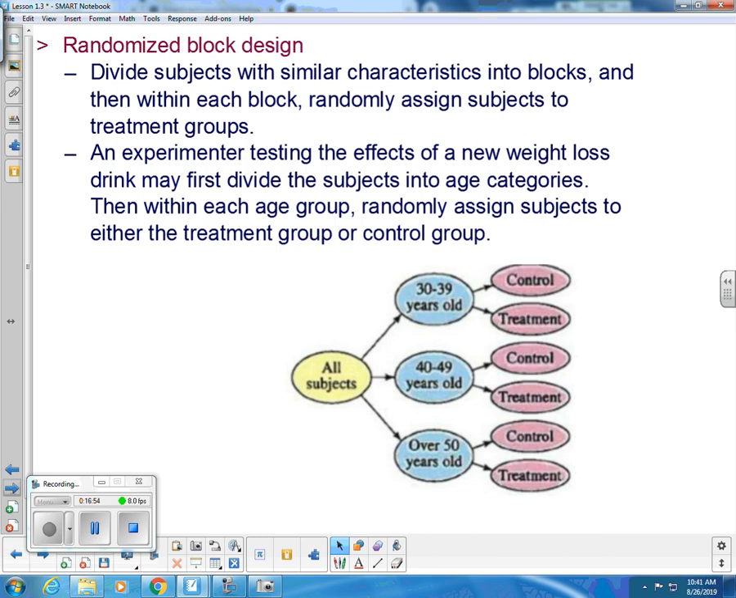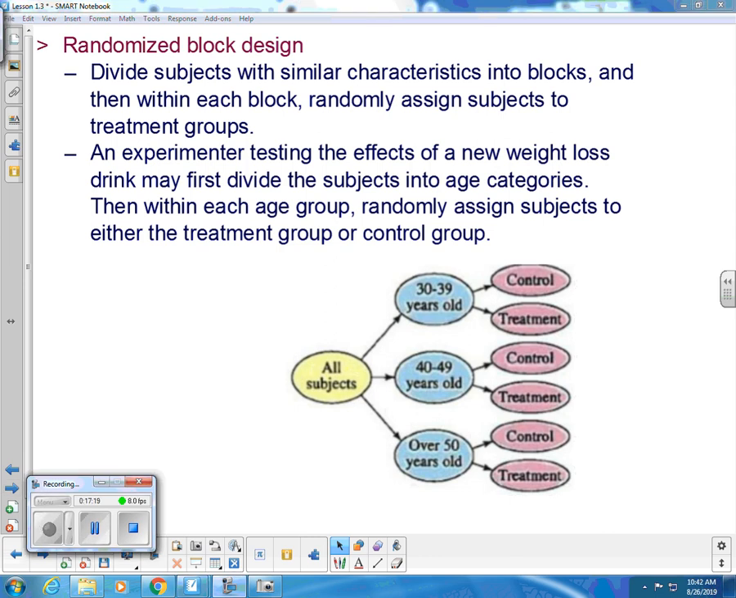Randomized block design. So you divide subjects with similar characteristics into different blocks. In this case, these are done by age. So you get your 20-year-old block, your 30-year-old block, your 40-year-olds, your 50-year-olds or above. So you group them by age first. And then within that block, you randomly assign whether you're getting the treatment or the control placebo or whatever. Okay?